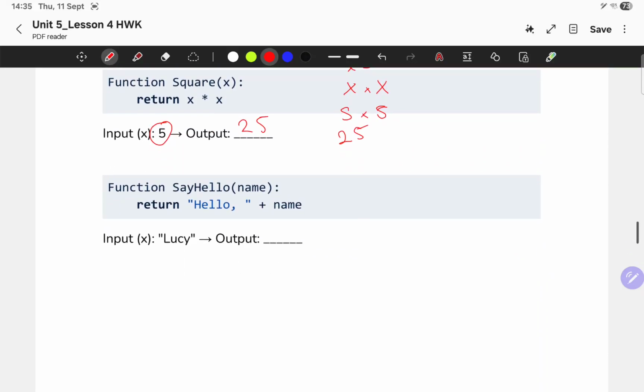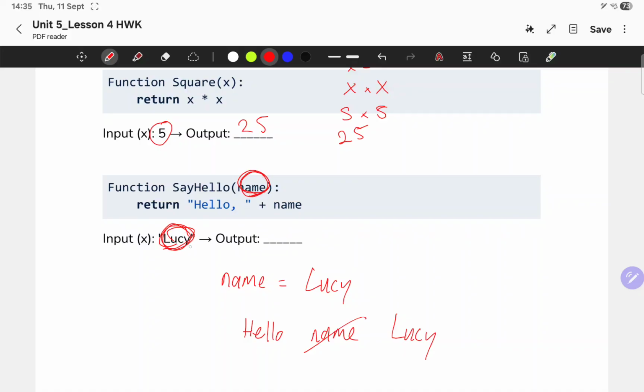Now the next thing, we are using letters and words instead of numbers. But the same thing applies, right? So name is our input, and in this case, our input is Lucy. So name is equal to Lucy. And we're going to say hello, name, meaning we are actually saying hello, Lucy. You see how that works? This is the input, and at the bottom here is where I tell you what the actual value for the input is. So in this case, we have Lucy, which is equal to name, and name is the input.